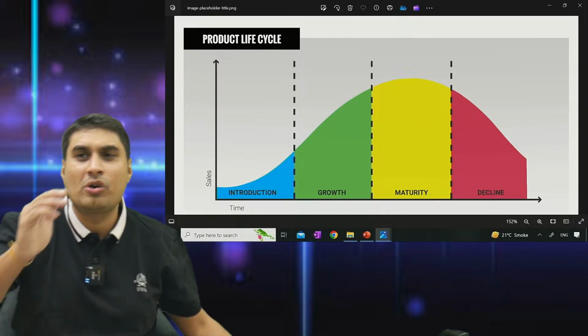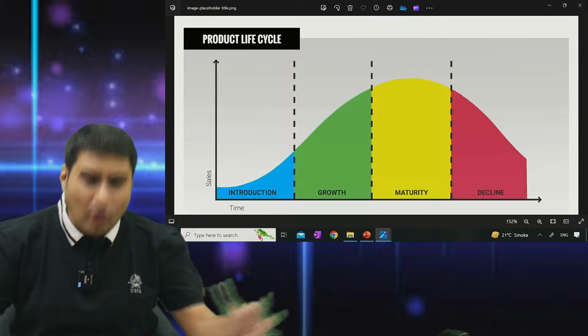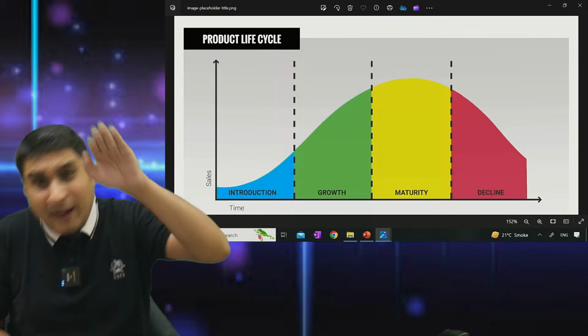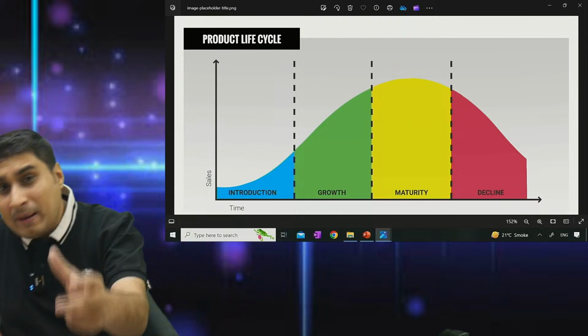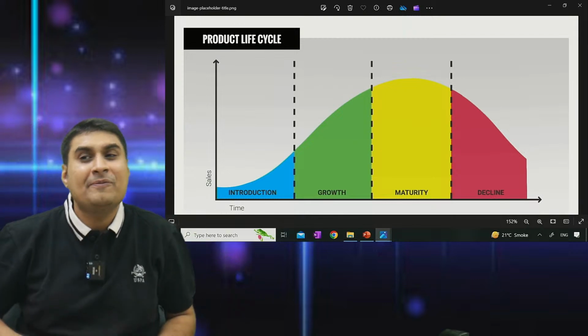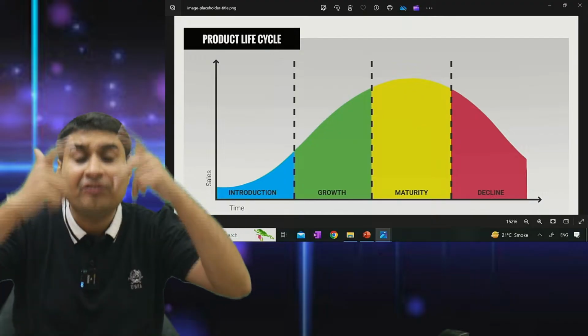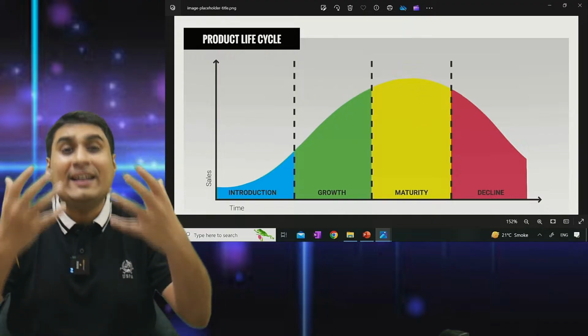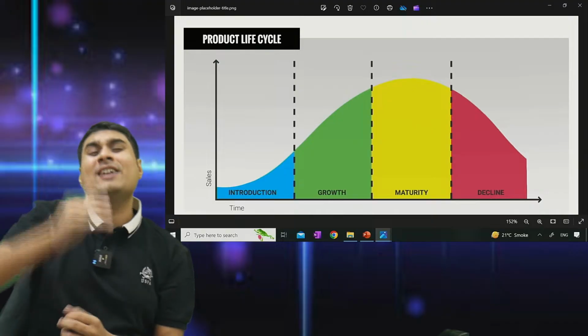Tell me, after introduction, what will come? Growth came. After growth, a lot of competitors started coming. Price started declining. People showed interest in buying the product. I remember in Maggie, Top Ramen came. Sales started increasing. Both brought different flavors. Competition will come, price will reduce, people show interest in buying the product. That is the second stage, growth.